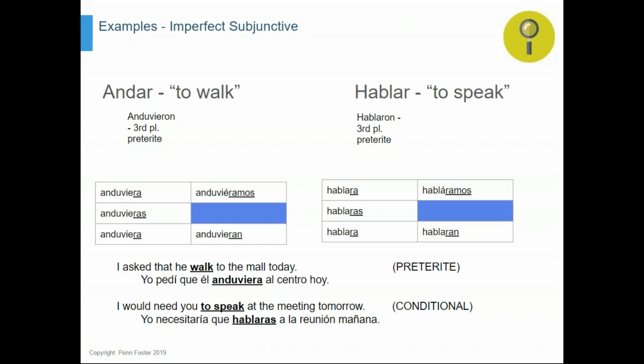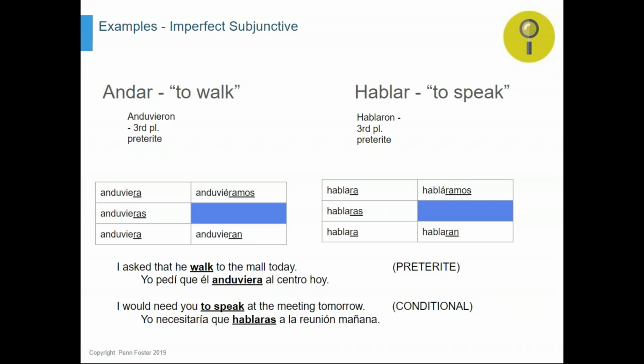So initially we stated that tenses like preterite, I asked, pedí, and conditional, I would need, are two of the four triggers, along with imperfect and past perfect, that would force you to use imperfect subjunctive as opposed to present subjunctive. So I asked that he walk to the mall today. Maybe I couldn't give him a ride for whatever reason, or I just wanted him to meet me there.